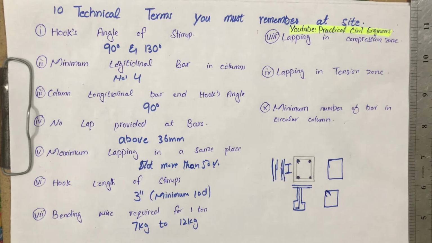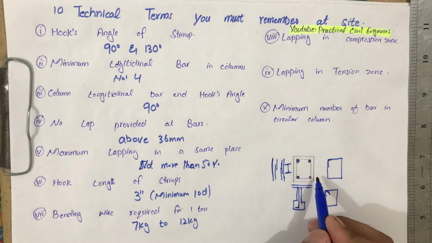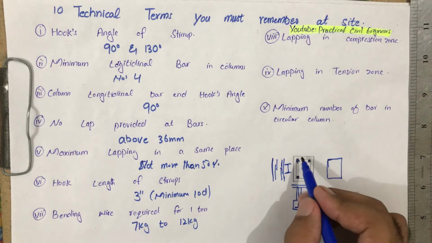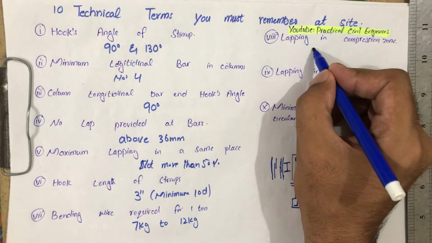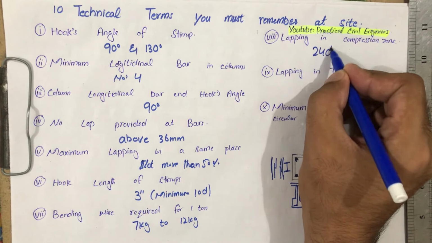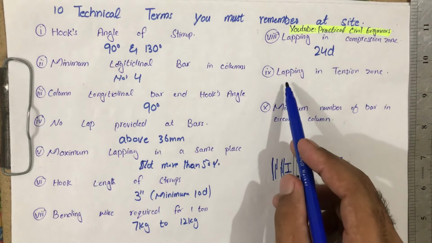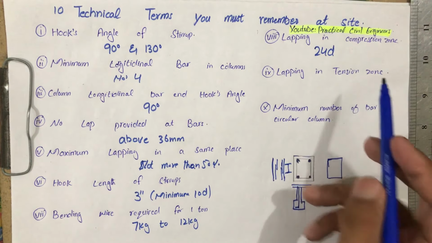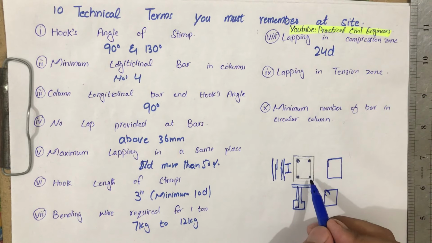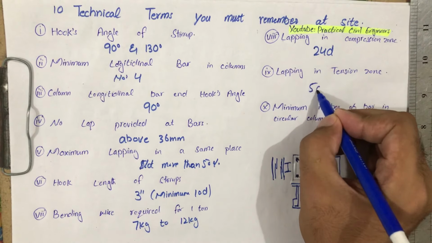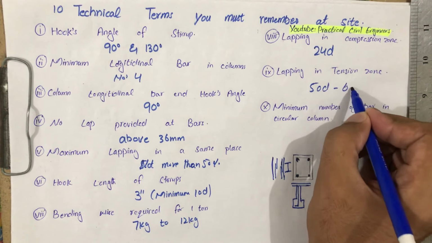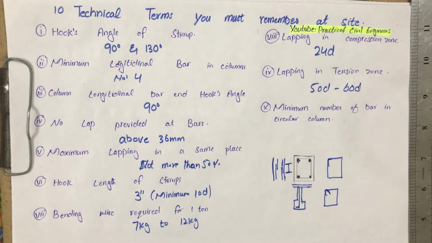8th number is lapping in a compression zone and tension zone. Suppose this is a column, right? The compression will be on the top. On top we provide compression overlapping of 24d, where d is the diameter of the bar. And lapping in a tension zone: here at the bottom of the beam there is tension. This is a tension zone, so for that we provide 50d to 60d as the lapping length.